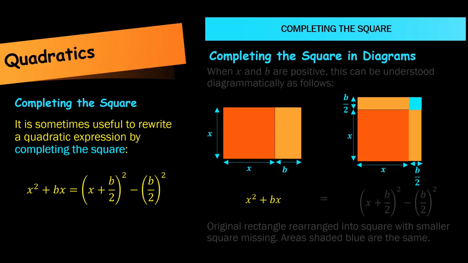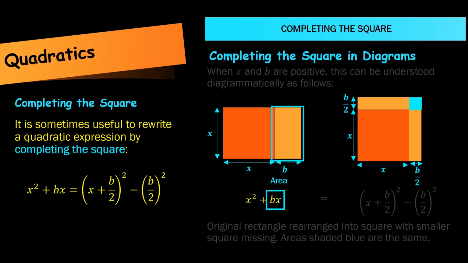This is expressed as x squared plus bx equals (x plus b over 2) all squared minus (b over 2) all squared. Now, how did we get this expression? We can see this by looking at the two rectangles on our screen on the left-hand side. We have a shape which is a square next to a rectangle. The area of this shape is x squared, as shown, plus b times x.